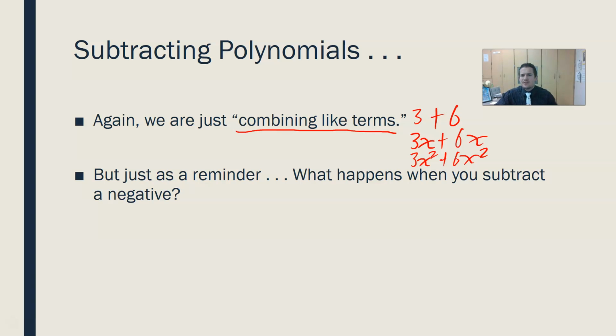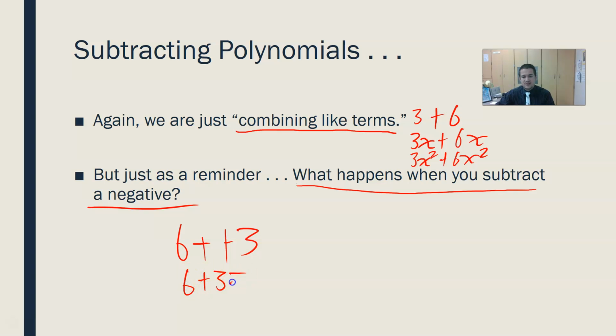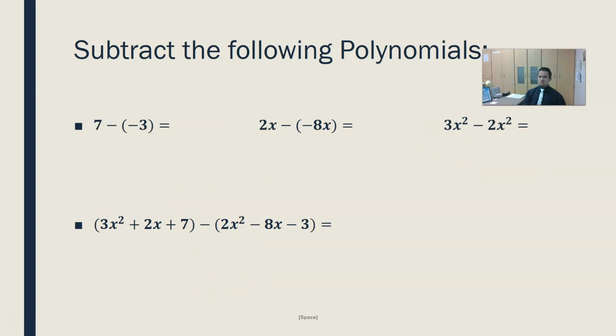As we're going into talking about subtracting polynomials, just as a reminder, what happens when you subtract a negative? For example, if I took 6 minus a negative 3, what is that? Well, two negatives make it positive. When I subtract a negative, that turns into 6 plus 3. So 6 minus negative 3 is really 6 plus 3, which is 9. So when we start talking about subtracting, that's going to be something important to remember. So keep that in your brain.